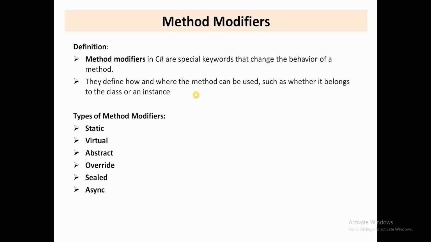They define how and where the method can be used, such as whether it belongs to the class or an instance. It tells us whether we access the method through an instance, meaning we create an object of the class, or directly using the class name and invoking the method. Here are the types of method modifiers: static, virtual, abstract, override, sealed and async. We will see all of these one by one with examples.